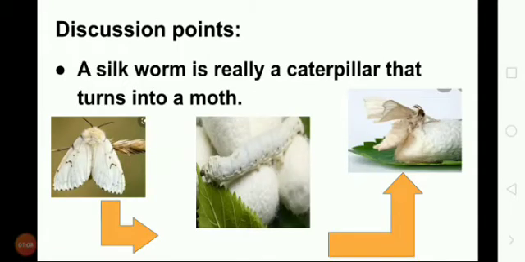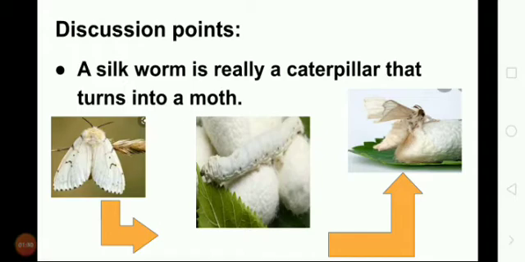A silkworm is really a caterpillar that turns into a moth. Before I explain this, just keep in mind the butterfly. How does a butterfly become a butterfly? It was really a caterpillar that turned into a butterfly, and again the butterfly lays eggs, then it turns into a caterpillar, and finally it turns into a butterfly. So the life cycle of the butterfly and the life cycle of the moth are the same thing.